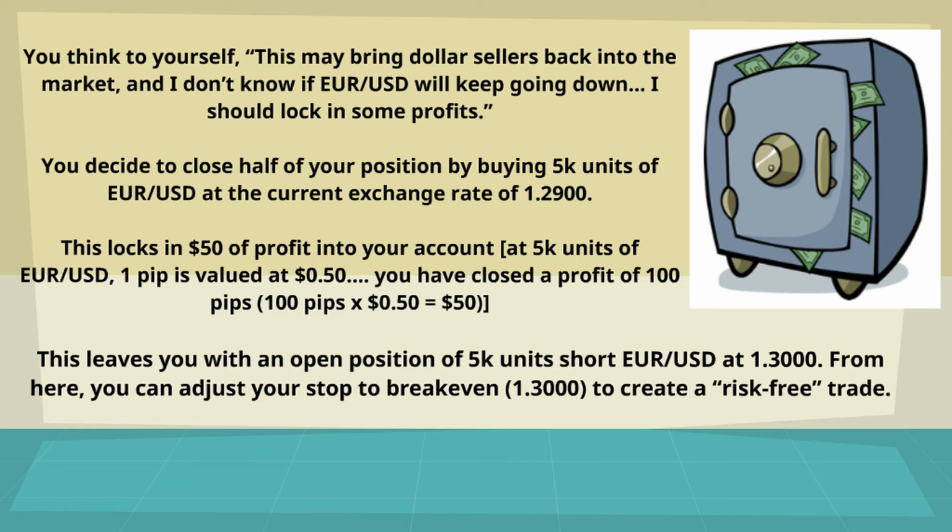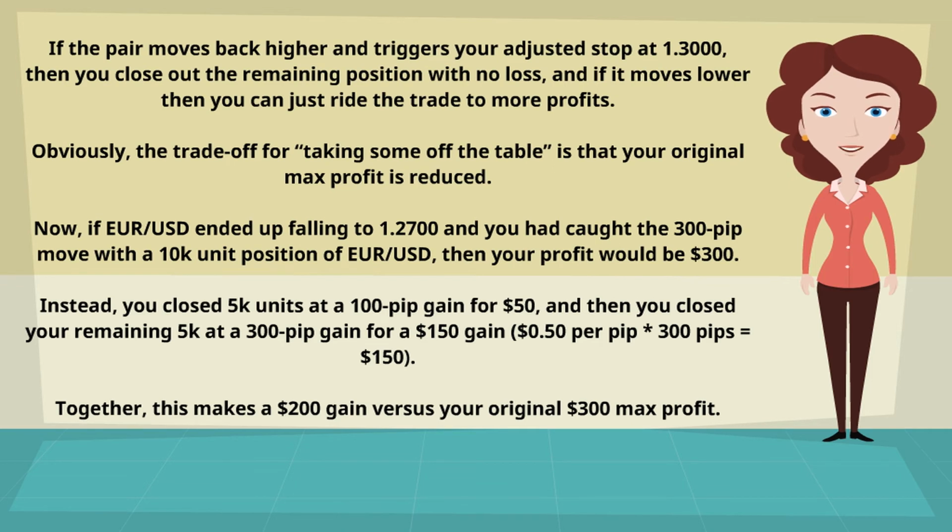This leaves you with an open position of 5k units short euro to US dollar at 1.3000. From here, you can adjust your stop to break even, 1.3000, to create a risk-free trade. If the pair moves back higher and triggers your adjusted stop at 1.3000, then you close out the remaining position with no loss, and if it moves lower, then you can just ride the trade to more profits. Obviously, the trade-off for taking some off the table is that your original max profit is reduced.